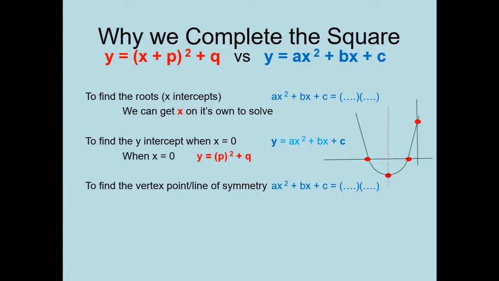If you've got the completed square version, however, it's just as simple as saying it's the negative of this p-value and the y value is the q. The line of symmetry is just where x is equal to the negative of this p-value.